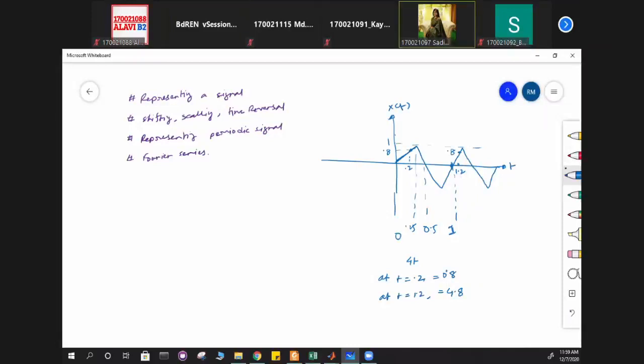At 2.2, what should be the value? 0.8 as well. But if you calculate, you'll get a different value. So we want all these values to be 0.8, isn't it? Yes, sir. So how can we do that? Because at 1.2, if we use the same equation, we'll get 4.8, which is much higher than this value. So we need a mechanism by which we can transform these values into 0.8. Are you getting me? Yes, sir.